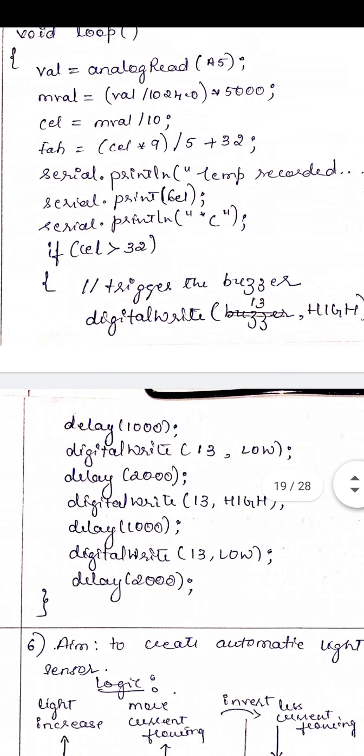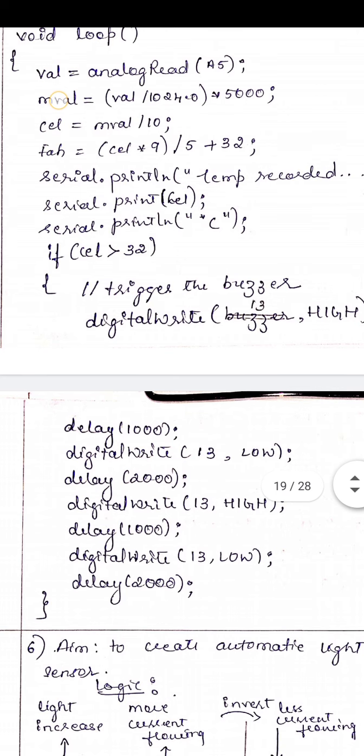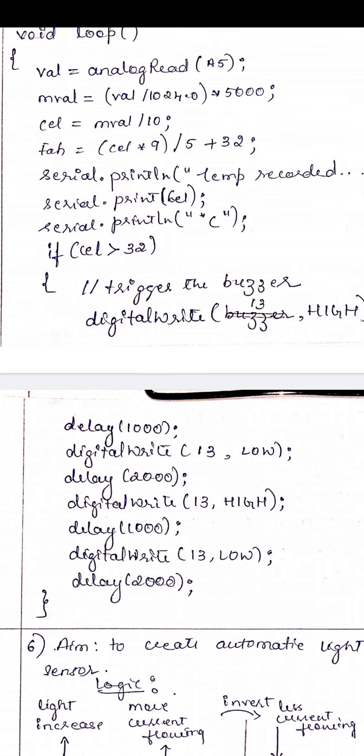Now, how to make a buzzer beep? If Celsius is above 32, the buzzer must beep. Remember, this loop will be running infinitely, and this if block will run only when the Celsius is above 32. So whenever Celsius goes above 32, we need to make the buzzer beep. The code to trigger the buzzer is here. As I said, you can simply make the buzzer high, but it is very unpleasant. So we'll make some pattern.